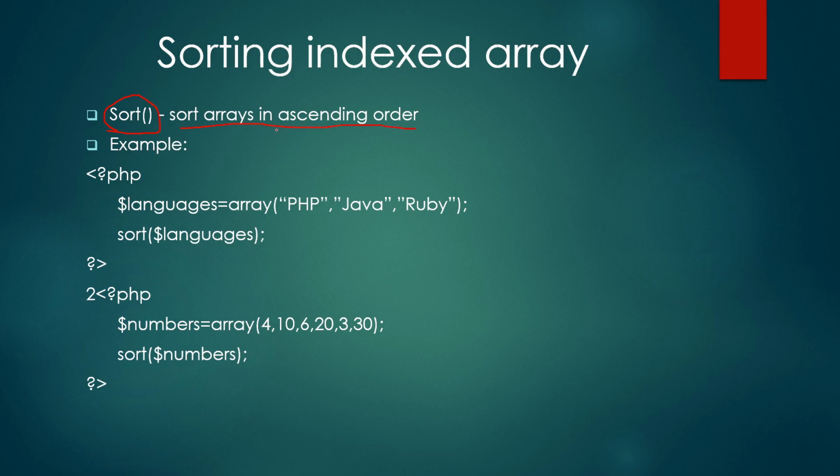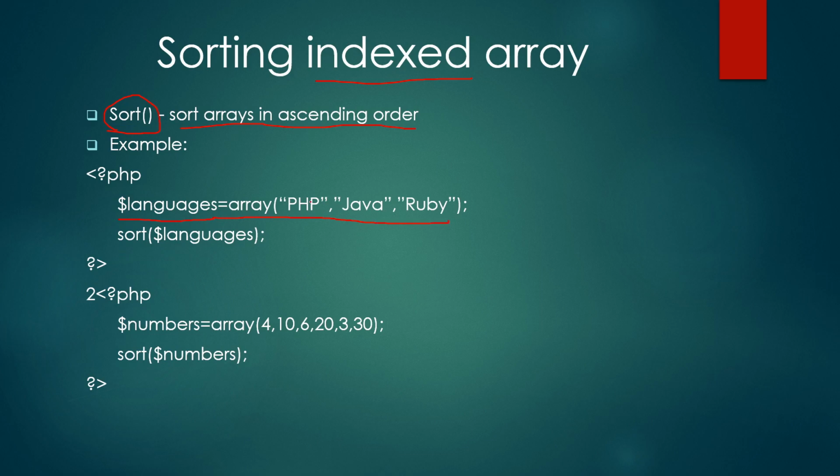So it will sort the array in the ascending order. Now this is applicable only for indexed arrays. It is not used for associative arrays. Here I have given one example. In this array, I have stored the names of different programming languages and I'm just sorting it.